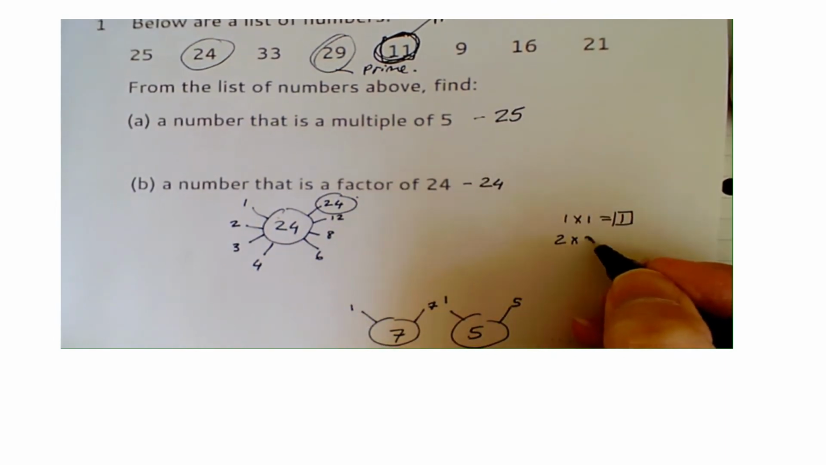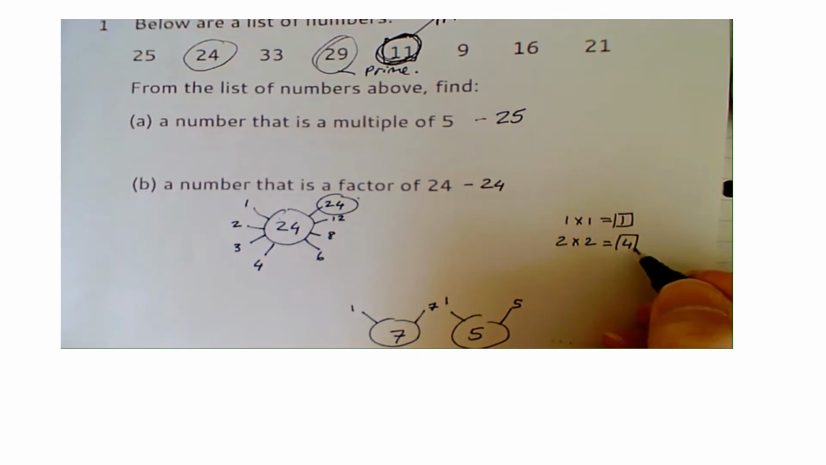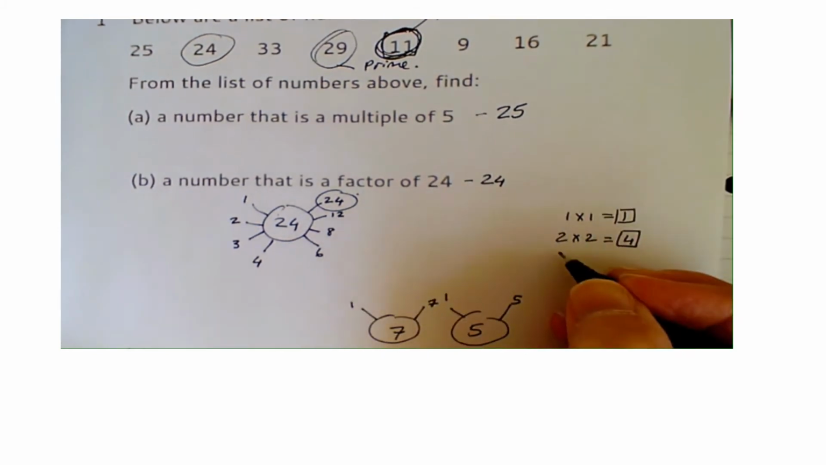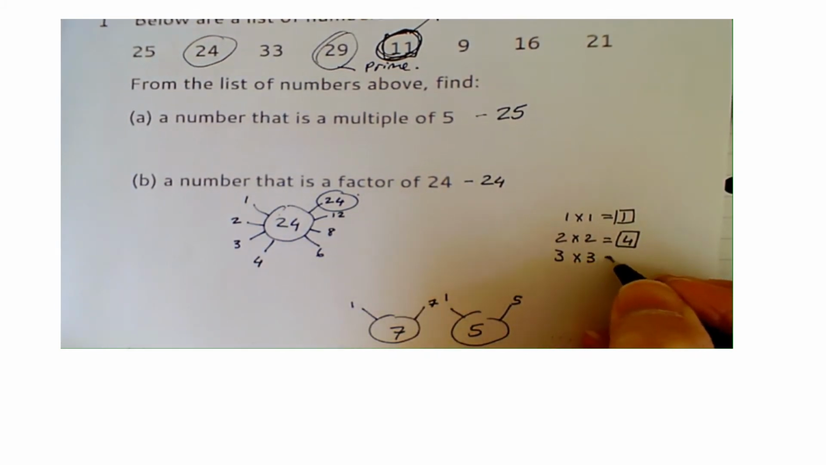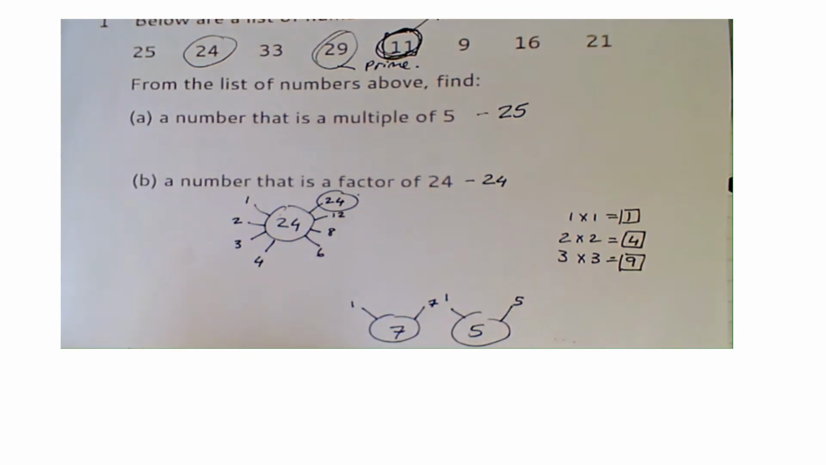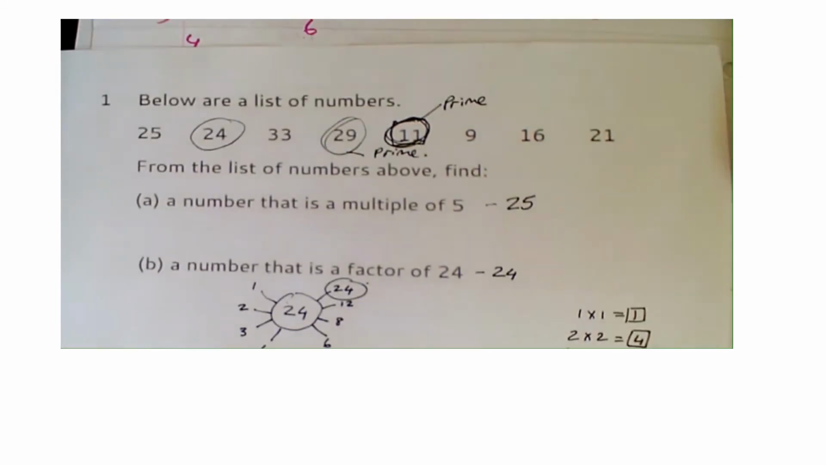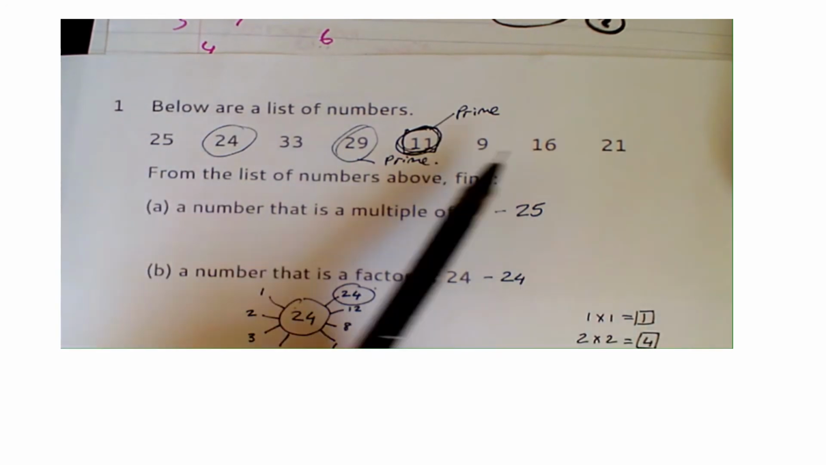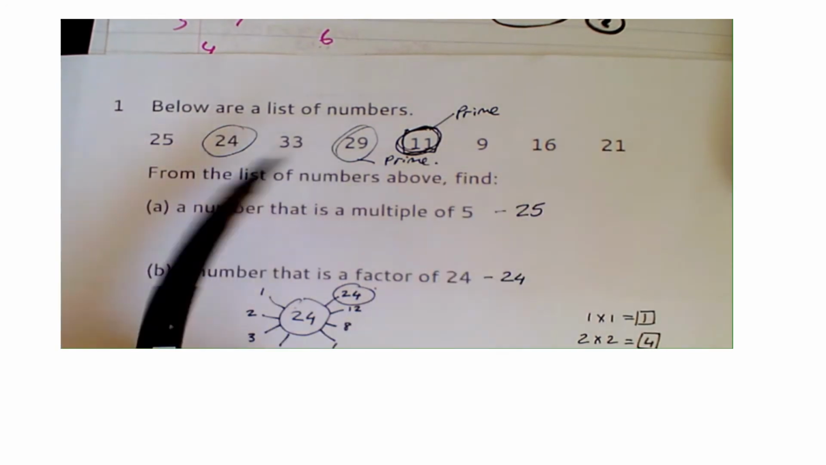2 times 2 is 4. 4 is a square number. 3 times 3 is 9. 9 is a square number. And so forth. So 1 is my first square number, 4 is my second square number, and 9 is my third square number. So having a look at these, are there any numbers that are square?